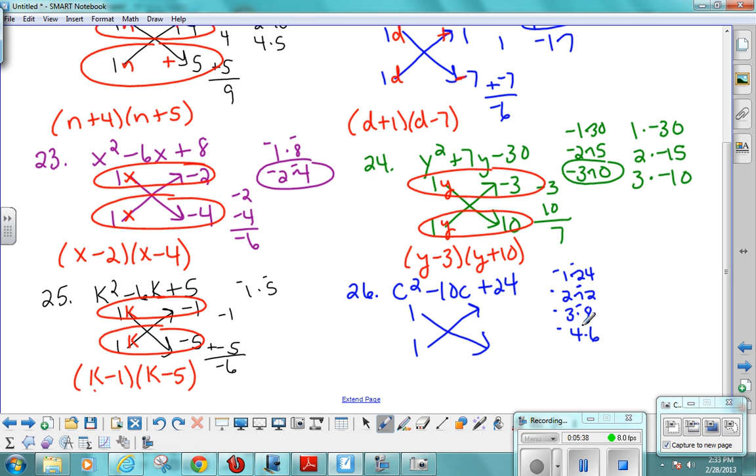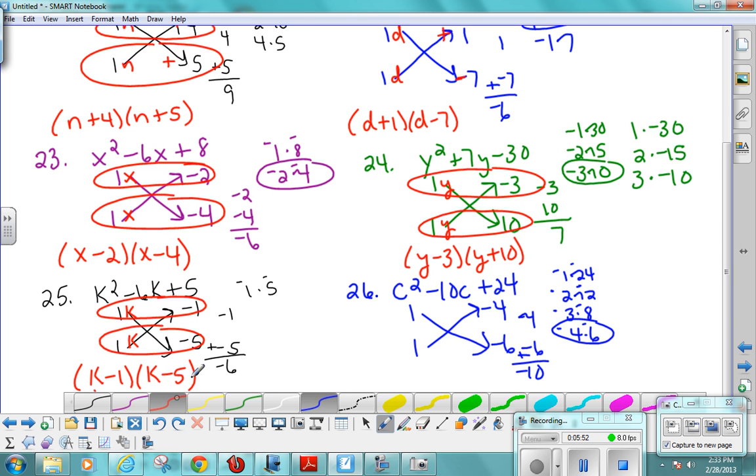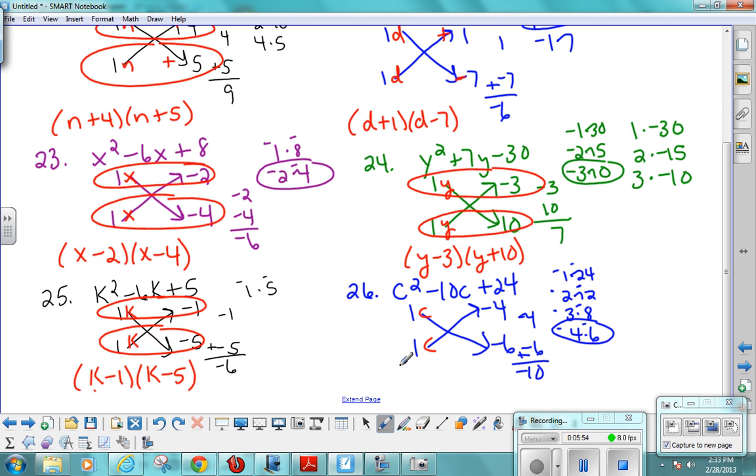So which set of numbers will give me a negative 10 when I add? Well, a negative 4 and a negative 6 do. So 1 times negative 6 is negative 6. 1 times negative 4 is negative 4. Add those up. There's my negative 10. Go back, put my variable back in, and I get c minus 4, and I get c minus 6.